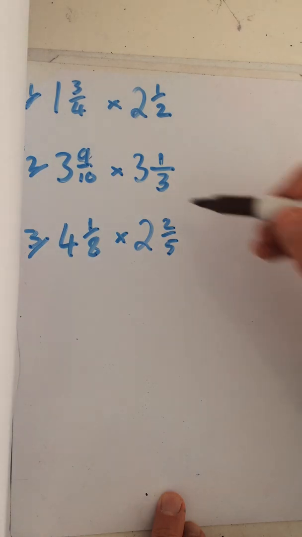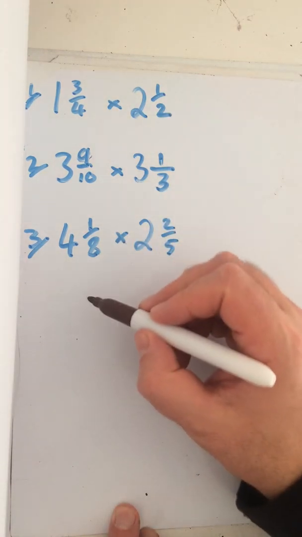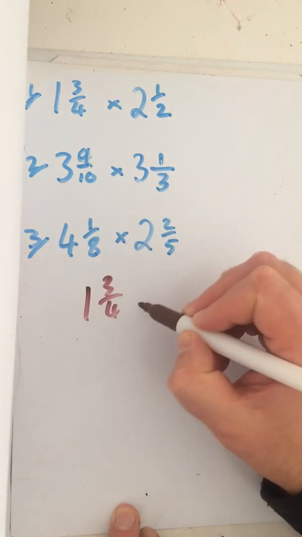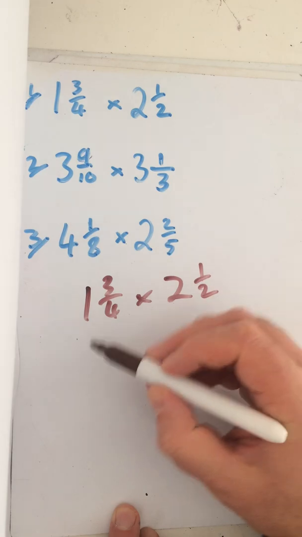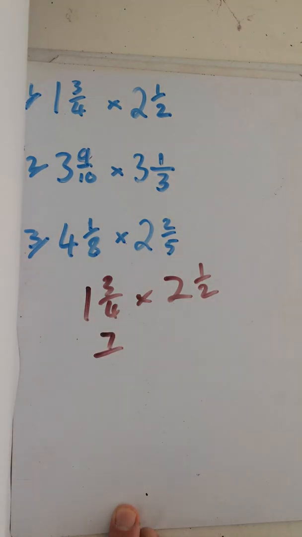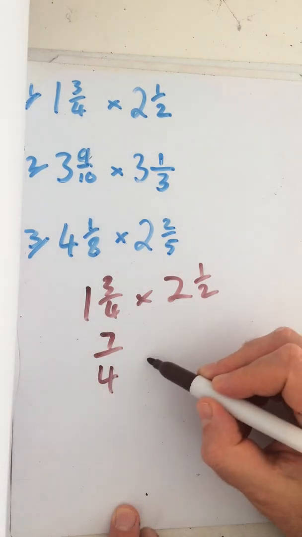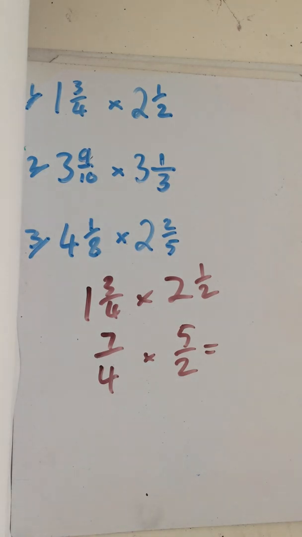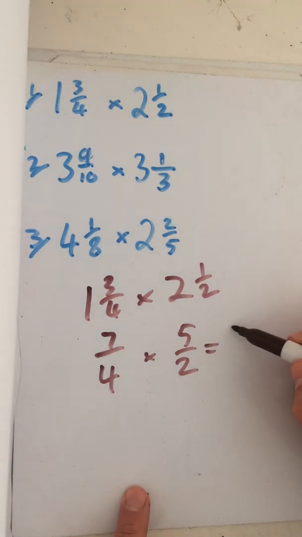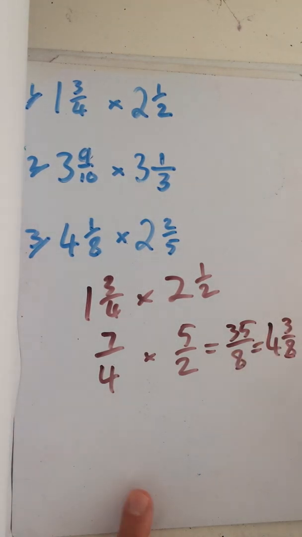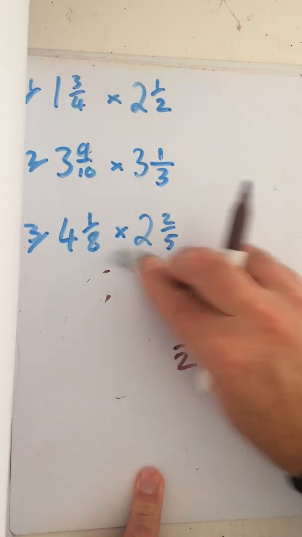Right, okay, so let's go through them all. So we go 1 and 3/4 times 2 1/2, which becomes 7 over 4 times 5 over 2. Okay, it was the same question. Okay, 35 over 8, and it was. Okay, 4 and 3/8. Okay, good.